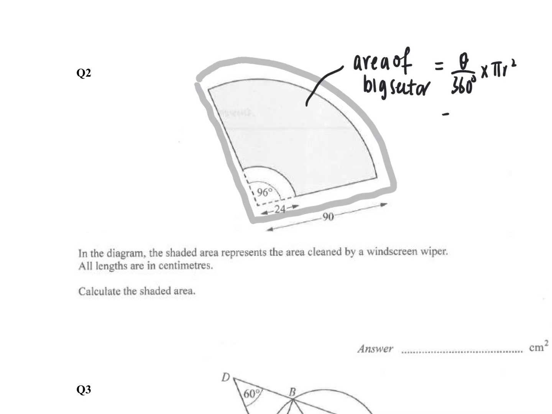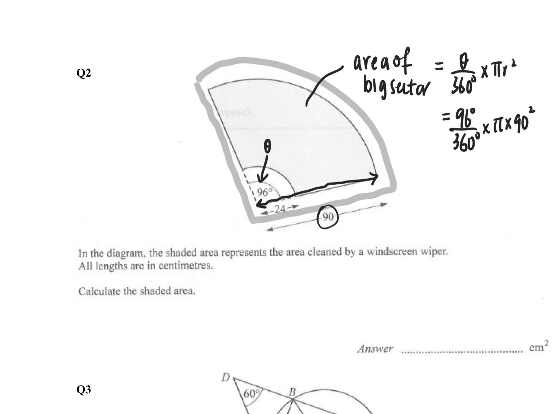So to find it, very simple. I already got the angle. It's 96. I already got the radius of the big sector, which is 90. No need to do 124. This is the big sector. The whole thing is 90. So this is the big one. I haven't looked at the small one. You cannot just take 60, no, you cannot anyhow. Okay, so this is the big sector.